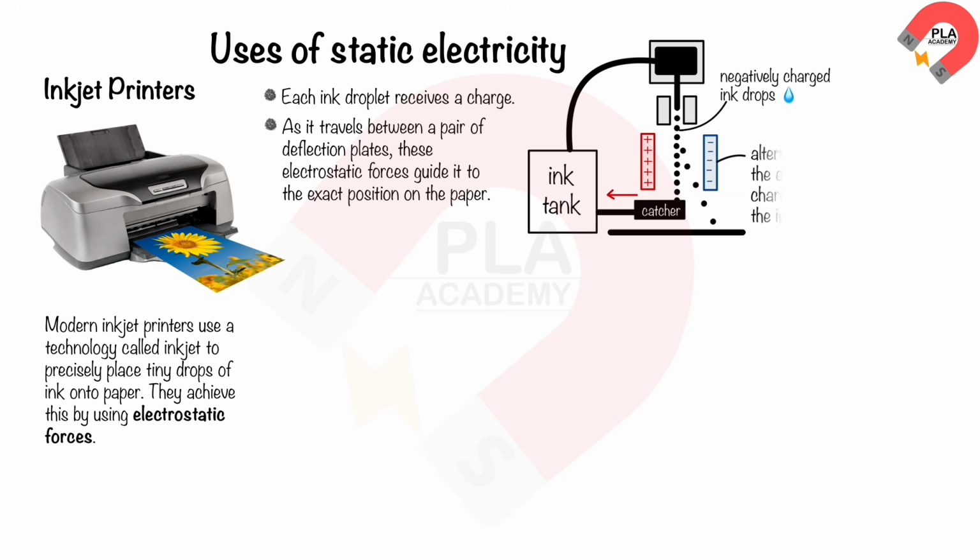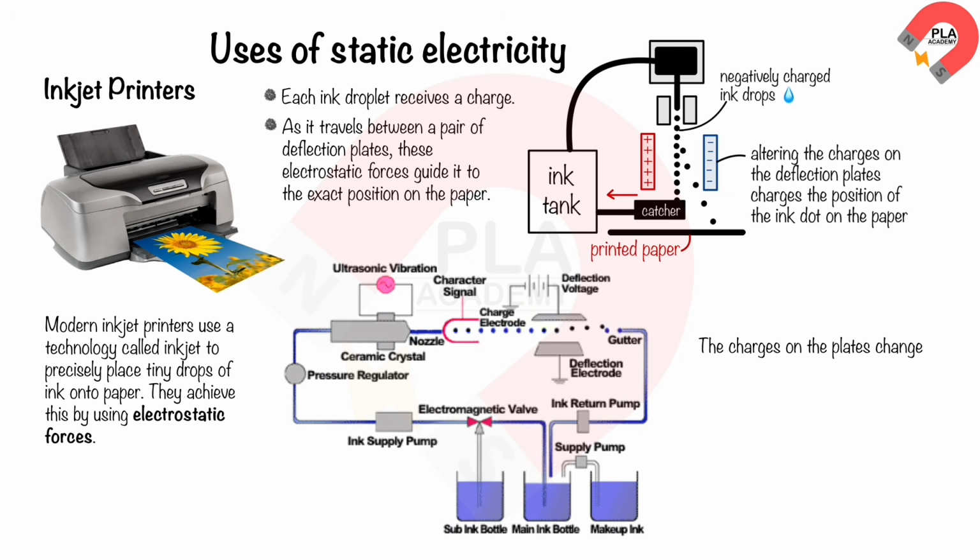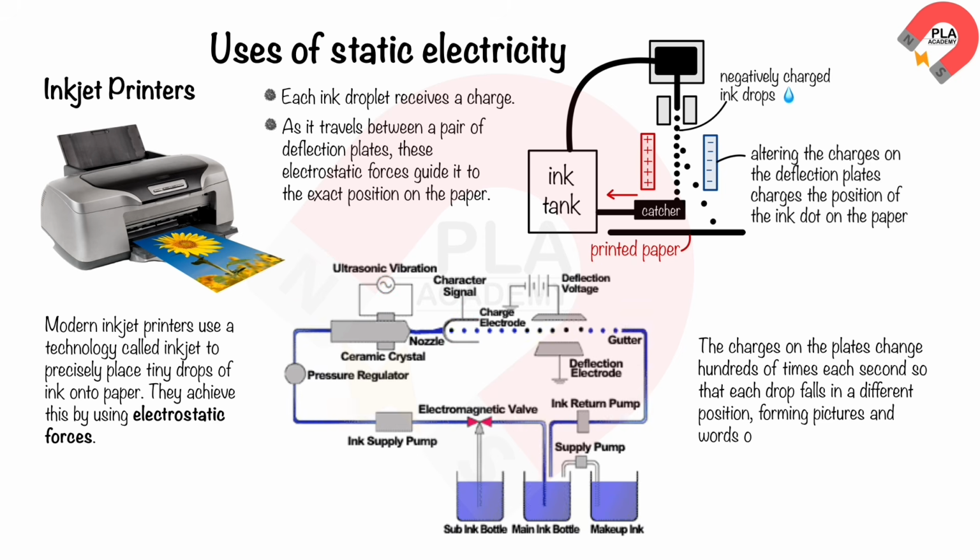Alternating the charges on the deflection plates changes the position of the ink dot on the paper. This is the printed paper. The charges on the plates change hundreds of times each second, so that each drop falls in a different position, forming pictures and words on the paper as required, as shown on the diagram. This is how the final image is created.